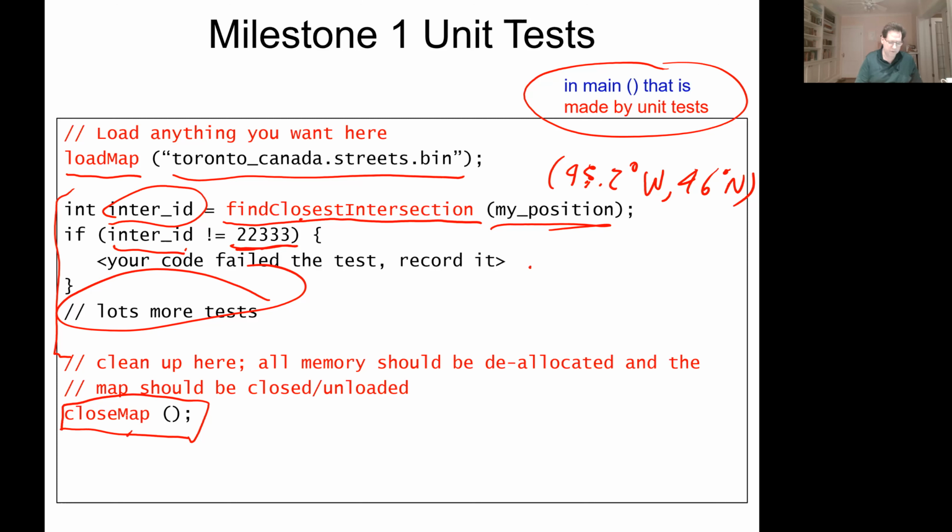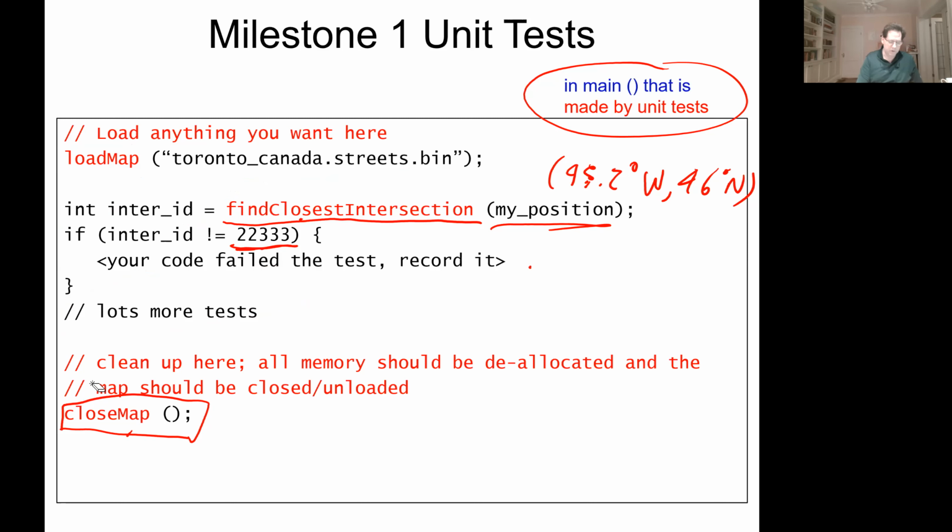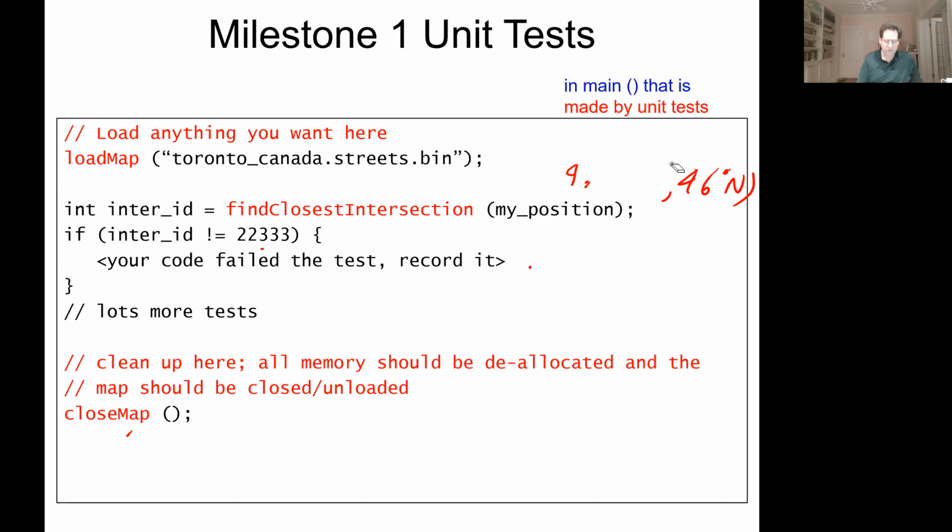Okay, so close map is your function. Find closest intersection is your function. Load map is your function. The rest of this code is ours. We wrote the test driver. It's in ECE 297 exercises calling your code.